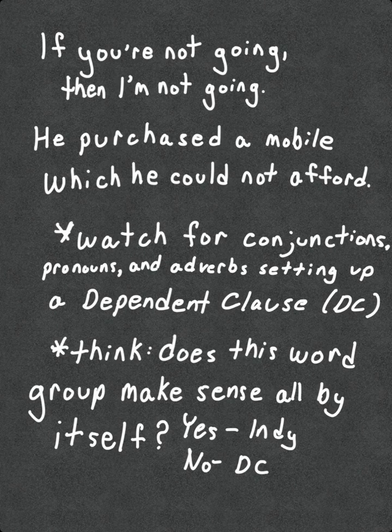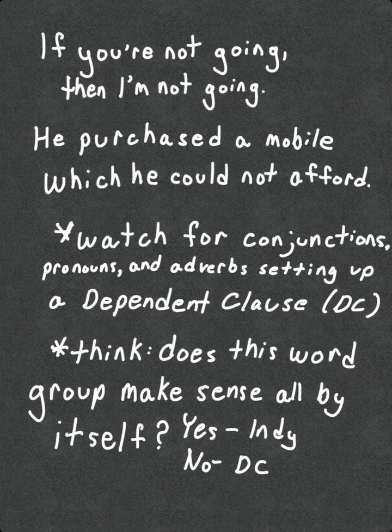Which he could not afford. If that sentence was all by itself, it doesn't make sense, does it? What is it that he's talking about? What is the which? What is that referring to? It's a dependent clause. It's subordinate to the information that came first. He purchased a mobile which he could not afford.